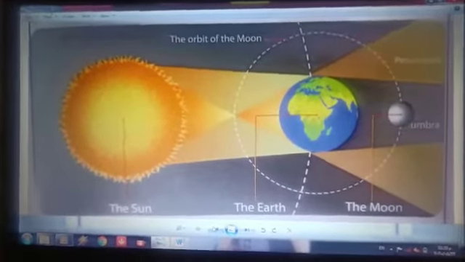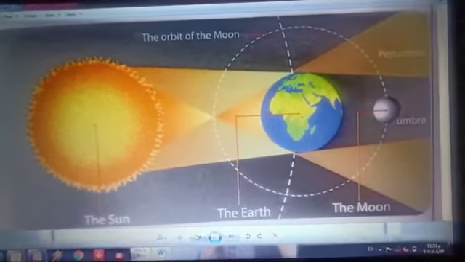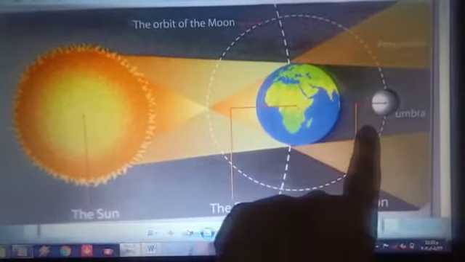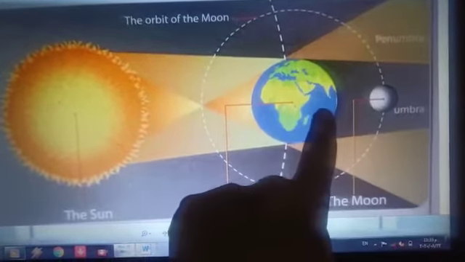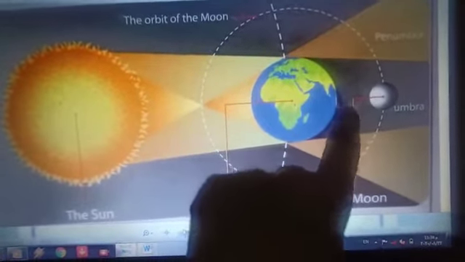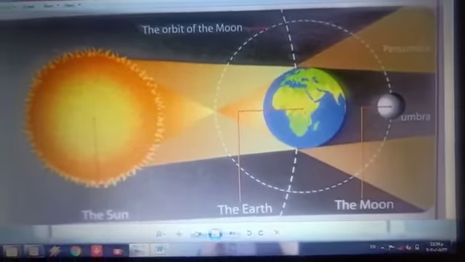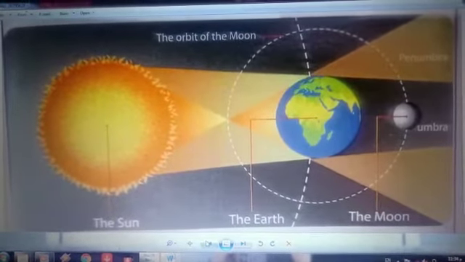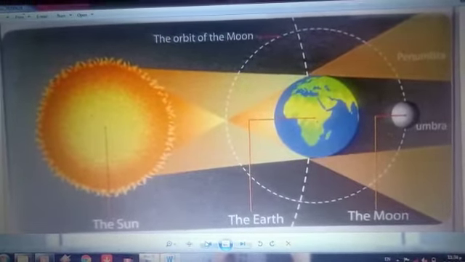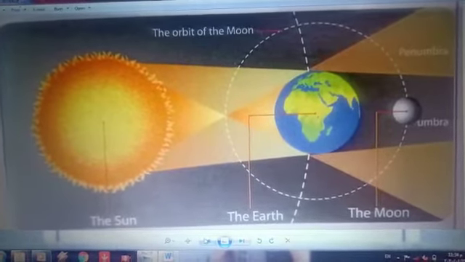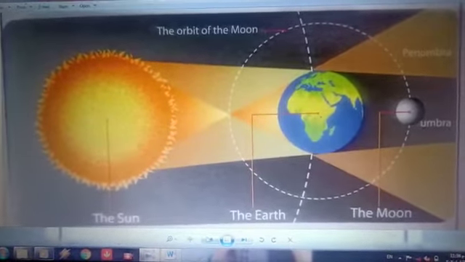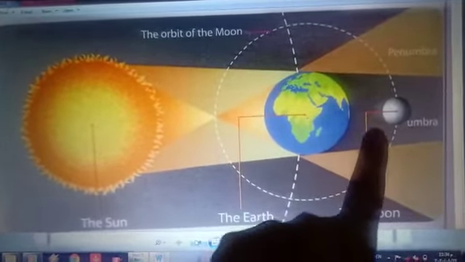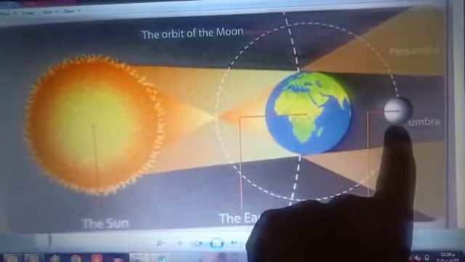Again, what is the secret of eclipse? The shadow. How many types of shadow area do we have? 3. Umbra, penumbra, and antumbra. So, according to the position of the moon in the shadow, lunar eclipse is formed. So, how many types of lunar eclipse? Like the solar, 3. Why 3? Because we have 3 types of shadow. So the same. Here we will speak about the moon, not the earth.